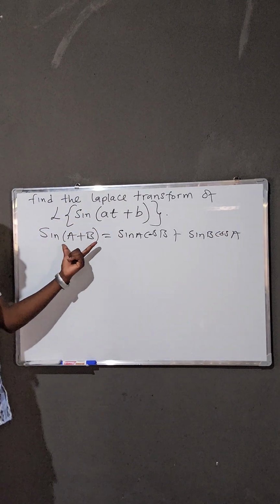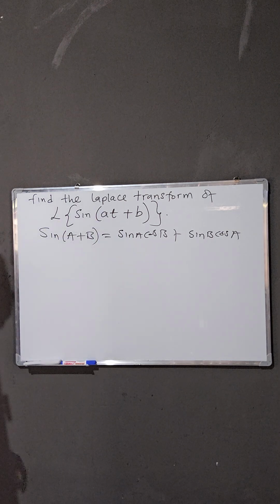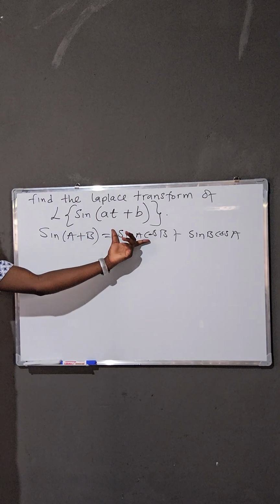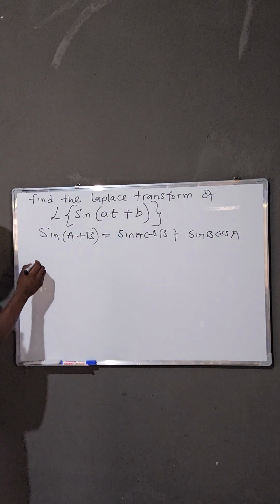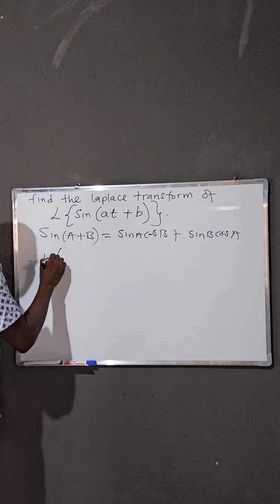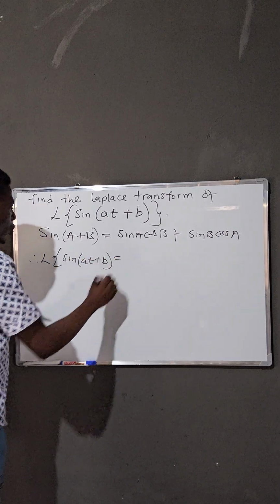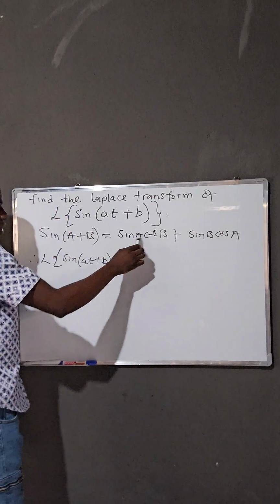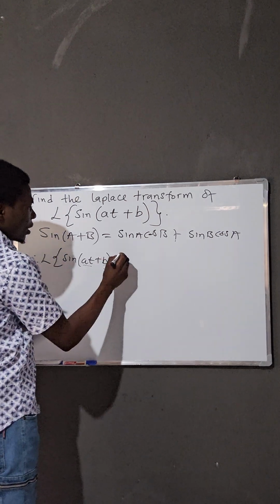This is the identity that you are going to use in order for you to get the Laplace transform of this question given on top there. What we simply need to do here is to replace what is given there into this trigonometric identity. Therefore, we have the Laplace of sine(at + b) equal to, we are now replacing this into this identity. Whenever there is A, we put the angle which is at, and whenever there is B, we put angle b.